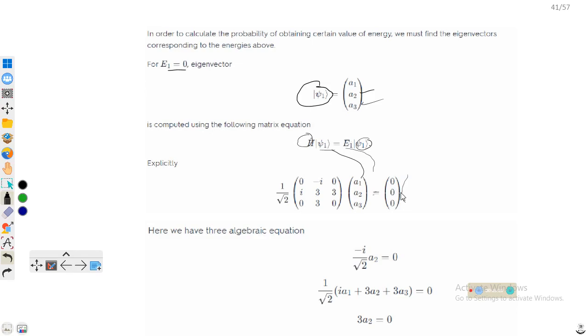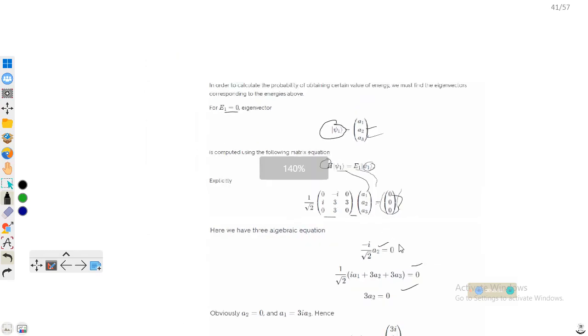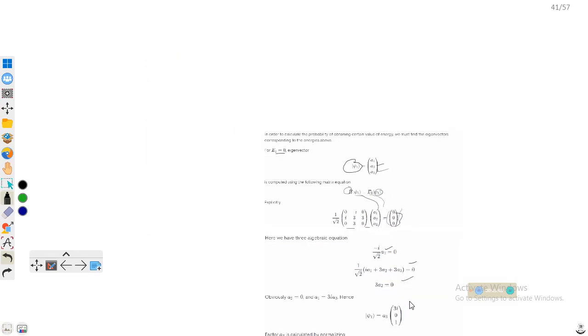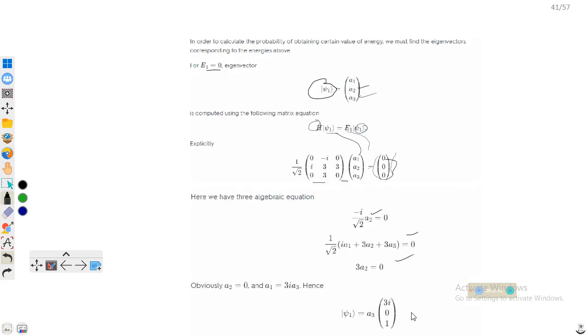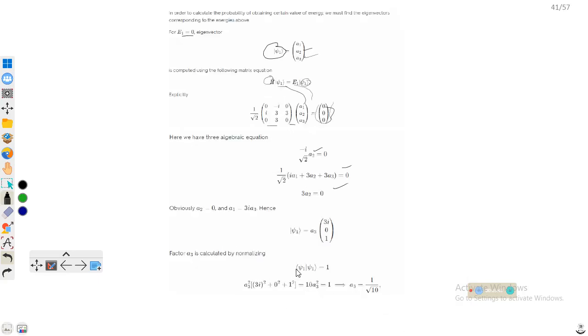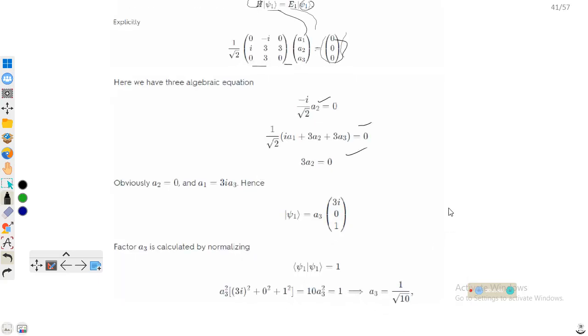If we multiply something with 0, definitely it will go to 0. Therefore we write a 0 on the right-hand side. Multiplying this whole set of matrices by ordinary methods of elimination, we will have three equations and three unknowns, so this can be solved by any method for linear equations. This gives A2 equal to 0 and A1 equal to 3i A3.